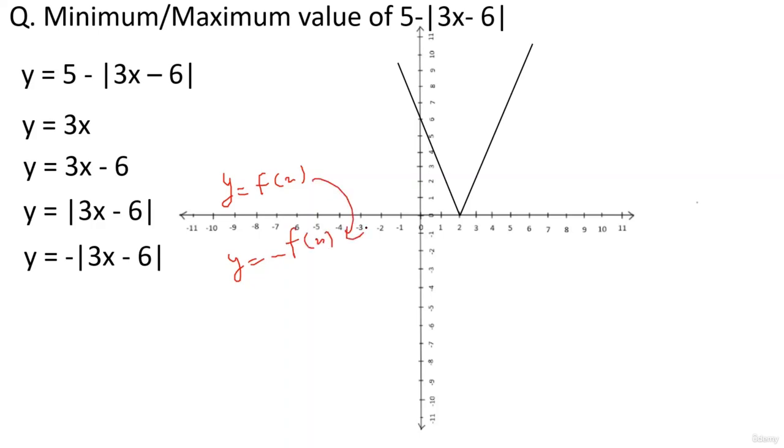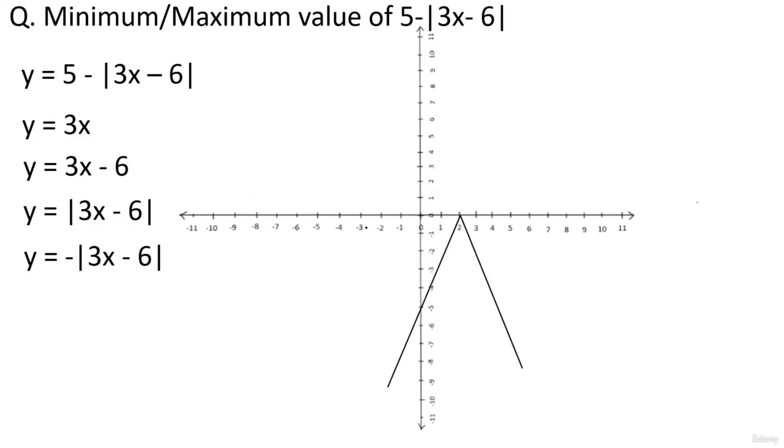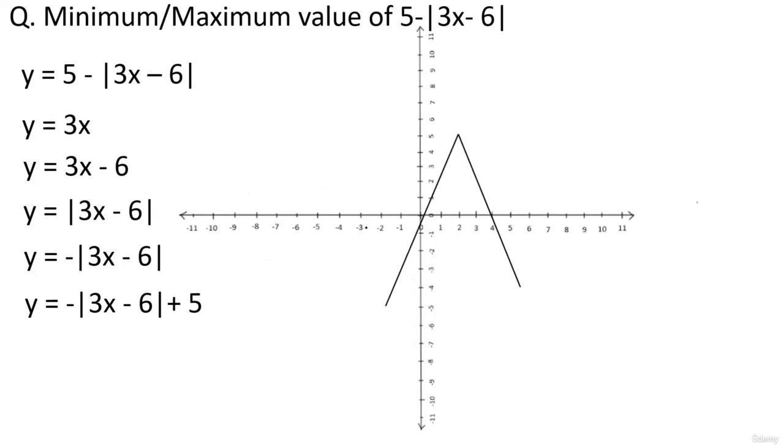Because now the y coordinates have simply inverted, right? The y coordinates have reversed. And positive things now become negative. So the graph will invert about the x-axis. Next step is you basically add 5, to make it 5 minus mod of 3x minus 6. That means your graph will go up by 5 steps.